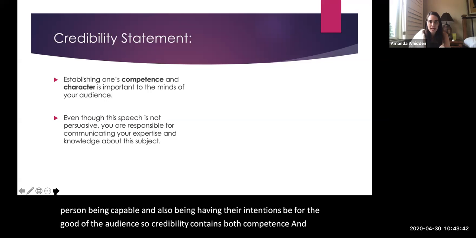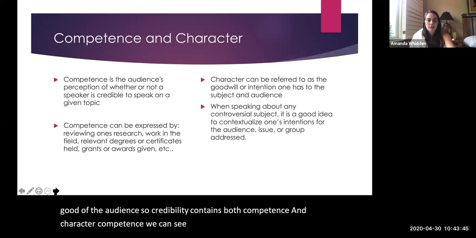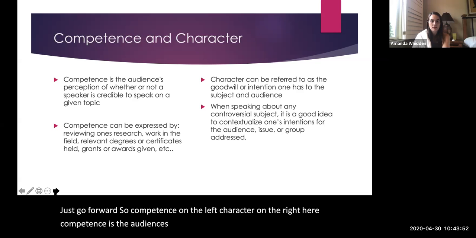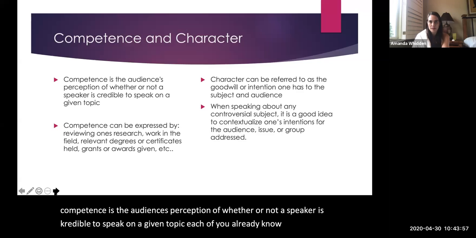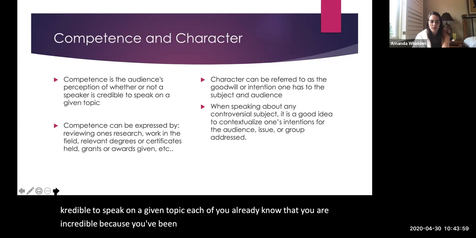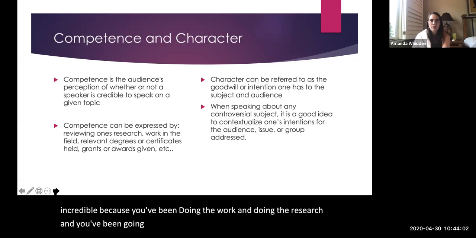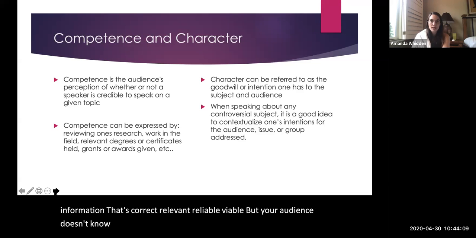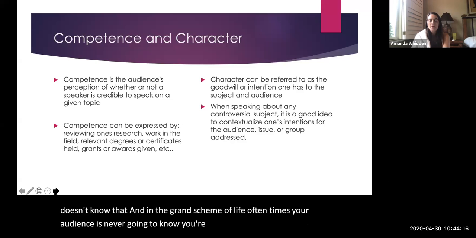Competence we can see as, and let me just go forward. So competence on the left, character on the right here. Competence is the audience's perception of whether or not a speaker is credible to speak on a given topic. Each of you already knows that you are credible because you've been doing the work and the research and going through details, making sure that you're finding information that's correct, relevant, reliable, viable. But your audience doesn't know that. And in the grand scheme of life, oftentimes your audience is never going to know your, in fact, competence.